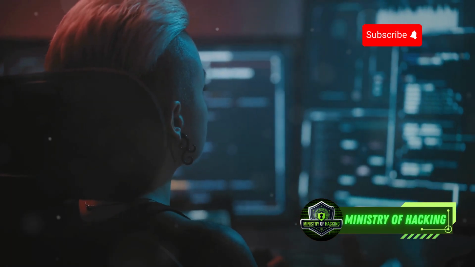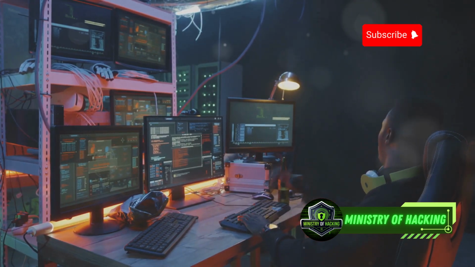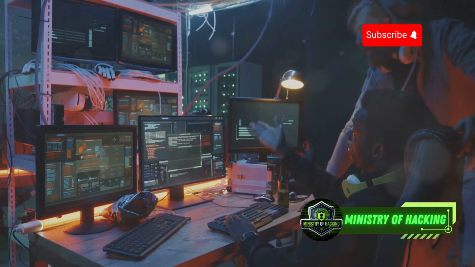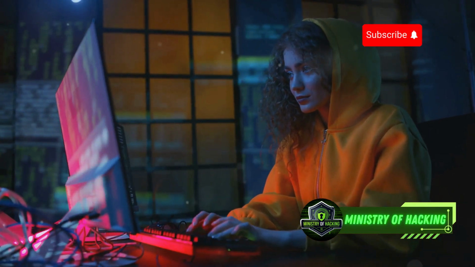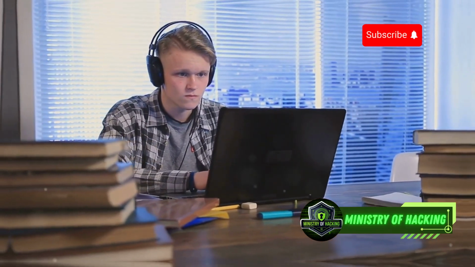Don't be afraid to experiment and push your boundaries. Set up your own lab environment where you can safely practice your skills and explore new tools and techniques without the risk of causing harm. Remember, the journey of an ethical hacker is never truly over. Embrace the challenge and never stop learning.